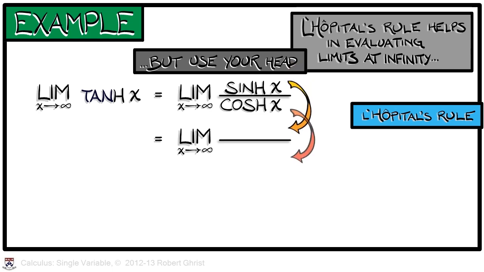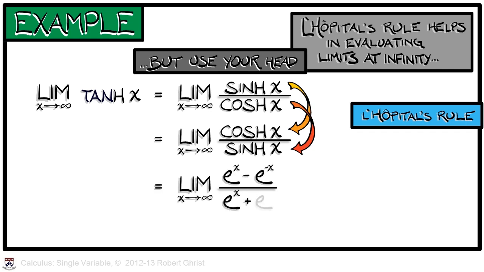What's the derivative of sinh? It's cosh. What's the derivative of cosh? It's sinh. And so we see we get the limit as x goes to infinity of the hyperbolic cotangent of x. I don't know what that is, so let's apply L'Hopital's rule again. The derivative of sinh is cosh, and of cosh is sinh. And unfortunately, we're stuck in a loop, and we'll never get anywhere.